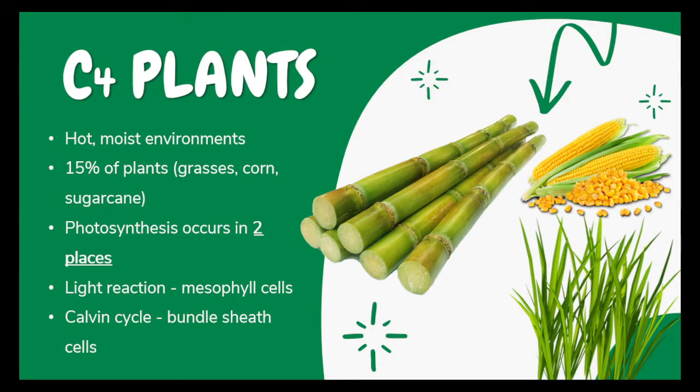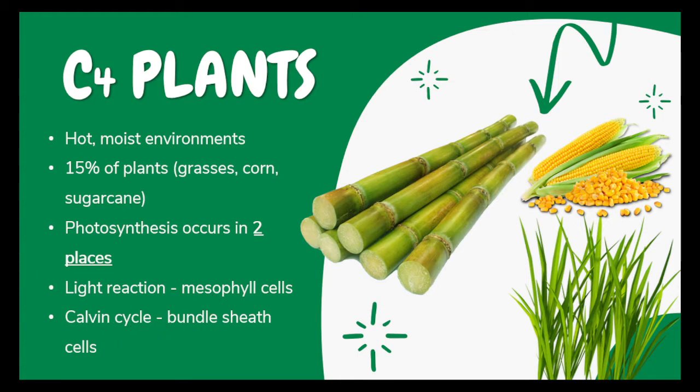The first one are the C4 plants. These can be found in hot and moist environments. 15% of the plants here on earth are C4 plants. These are, for example, grasses, corn, and sugarcane, which you can see in the picture. And C4 plants are smart enough to do photosynthesis in two places, namely the mesophyll cells and the bundle sheath cells. So the light reaction occurs in the mesophyll cells and the Calvin cycle occurs in the bundle sheath cells.